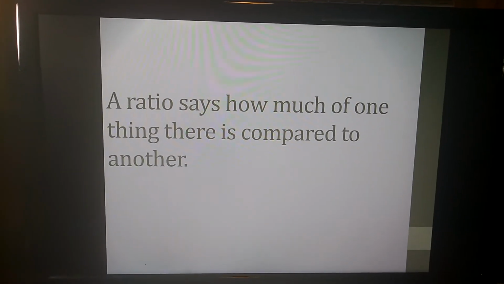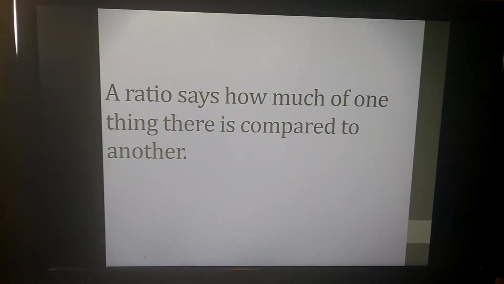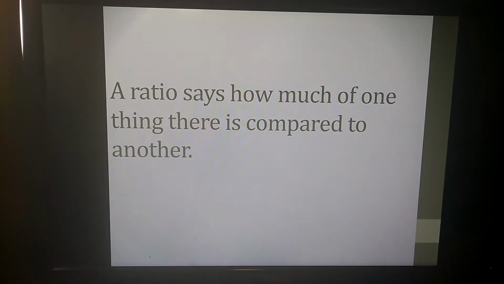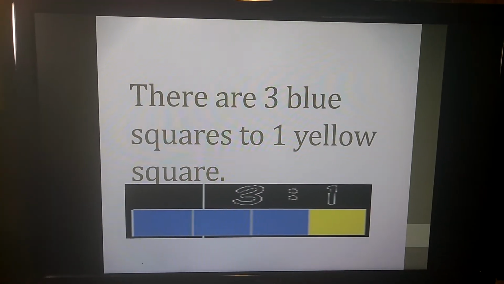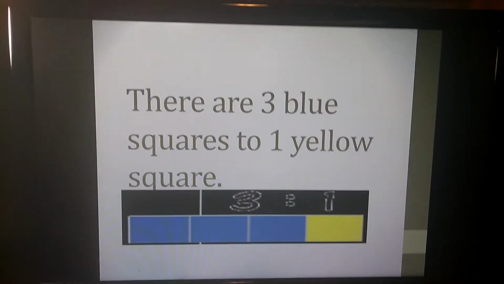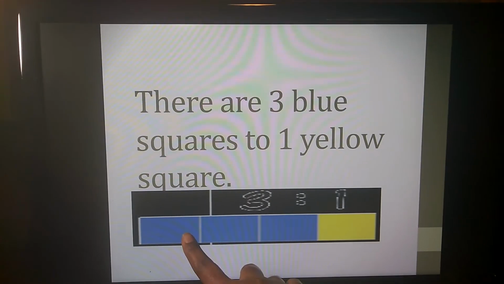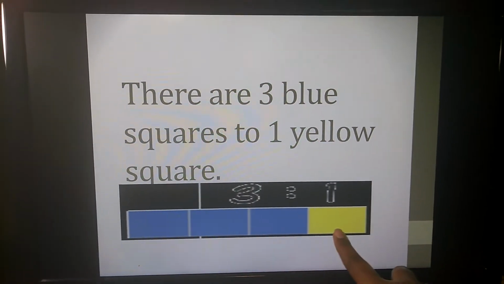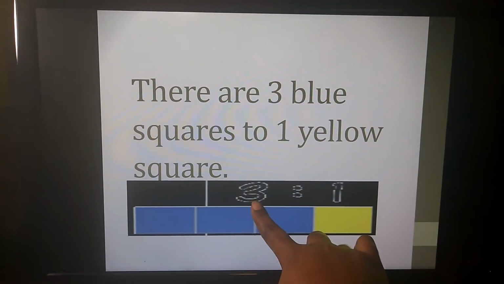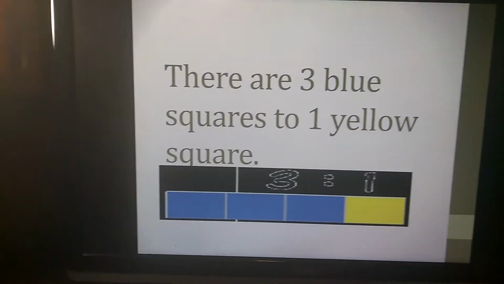A ratio says how much of one thing there is compared to another. So there are 3 blue squares to 1 yellow square. So it would be 3 to 1, and as you can tell, it's 3 blue and 1 yellow. So the ratio for it would be 3 to 1.